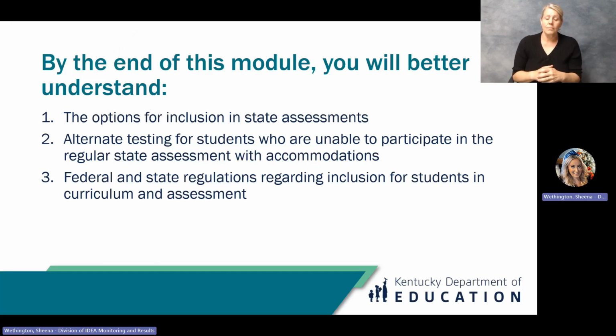By the end of this module, you will better understand what options are available for students with disabilities to participate in state assessments, what the alternate testing is for students who are unable to participate in regular state assessments, and the federal and state regulations on inclusion for students in curriculum and assessments. By understanding these options, you, the parent or guardian, will be able to better participate and contribute in making the determination of what state assessment is best for your student.